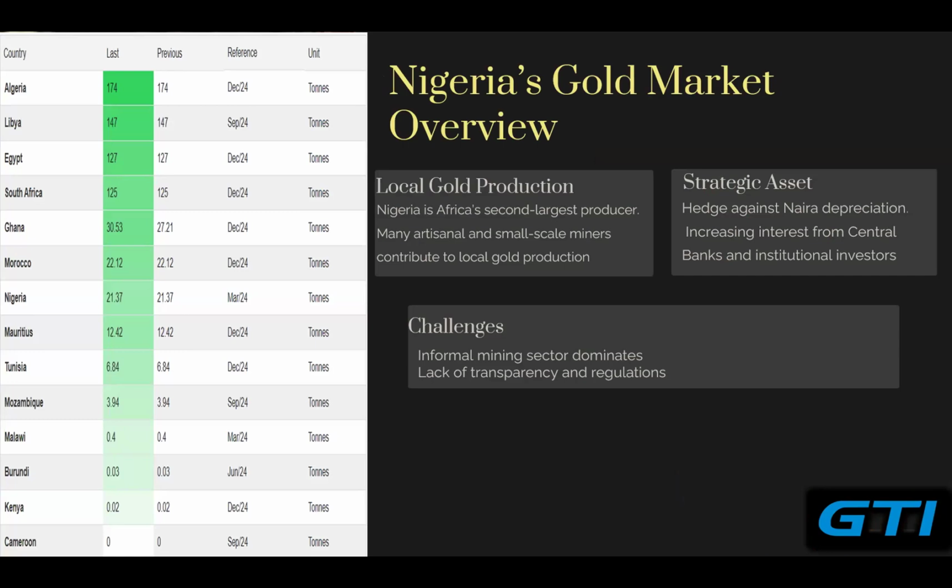But most importantly, what we are seeing is that even the central banks of nations, not just Nigeria, are now saying to themselves, instead of keeping these reserves in foreign currency, in dollars, euros and the British pound, a gold-backed instrument is becoming very, very important, even for central banks and institutional investors. People are hedging against the depreciation of their currencies using gold. The central bank itself is beefing up its gold storage.